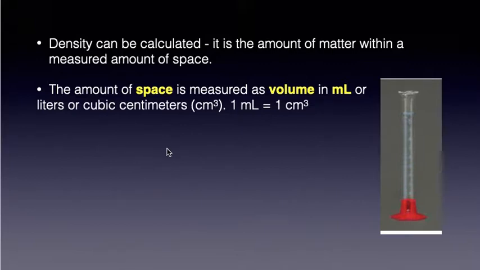The amount of space is measured as volume in milliliters. So here's the graduated cylinder. We could measure it in liters or in cubic centimeters as well. I like to use milliliters. It's a little easier to type out. 1 milliliter equals 1 cubic centimeter. So if I had a square box, and each side was only a centimeter, that little box with 1 centimeter on all sides would be a centimeter cubed. That would hold 1 milliliter of water.